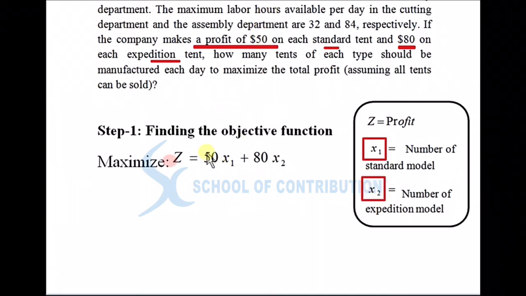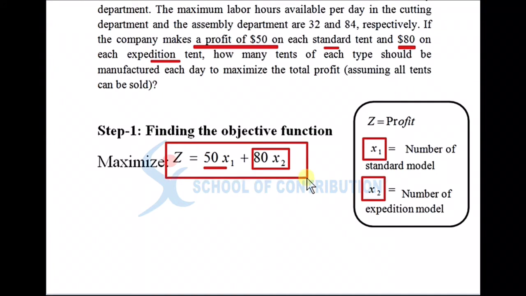So now we can find the profit from selling x1 and x2. Profit from selling x1 is 50 multiplied by x1, because $50 per unit of x1, and profit from selling x2 is 80 multiplied by x2, because $80 per unit of expedition tent. So in total we have this objective function. We maximize z equal 50x1 plus 80x2. This is our objective function or profit function. We have to maximize this objective function.